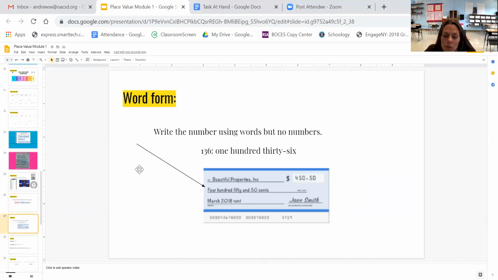Next, we have word form. So it's writing the numbers using words, but no numbers. So if you look down here on this check, you'll see that they wrote in the amount using word form.